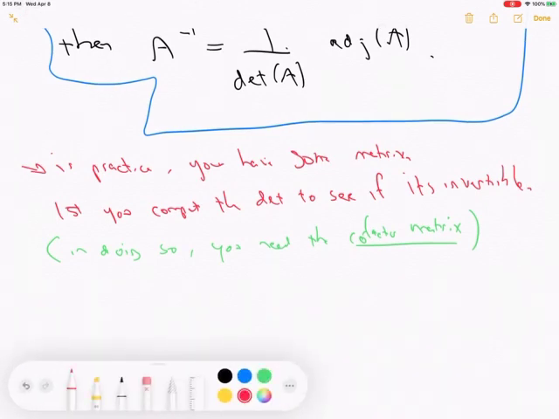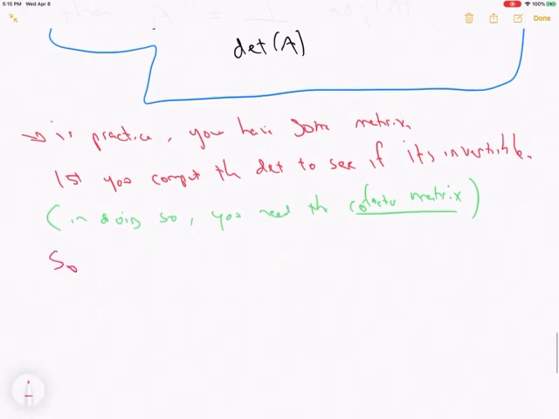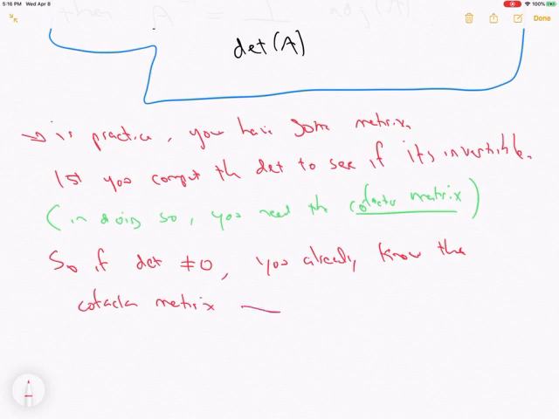So then if the determinant is not 0, well, you already know the cofactor matrix. And so therefore you have the adjoint, because the adjoint is just the transpose of it, and therefore you have the inverse.